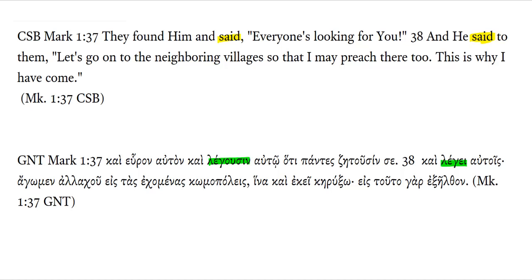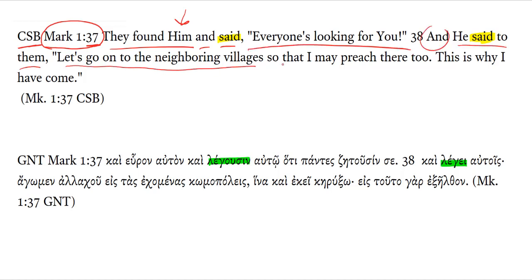Here we are in Chapter 5, dealing with present indicative verbs, and I'd like to begin by looking here in the Gospel of Mark, Chapter 1, verse 37. I'll be reading from the Christian Standard Bible. They found him, that is, they found Jesus, and said, "Everyone's looking for you." And he said to them, "Let's go to the neighboring villages, so that I may preach there too. This is why I have come."